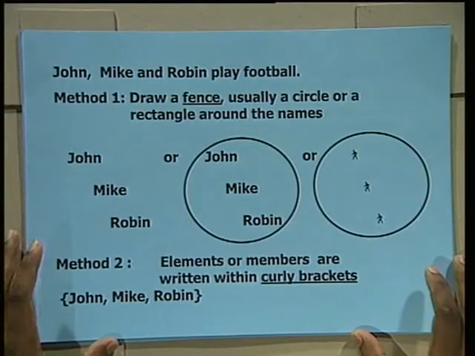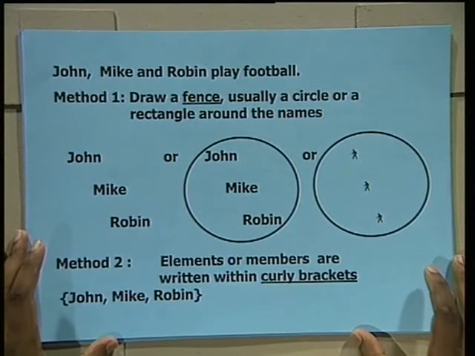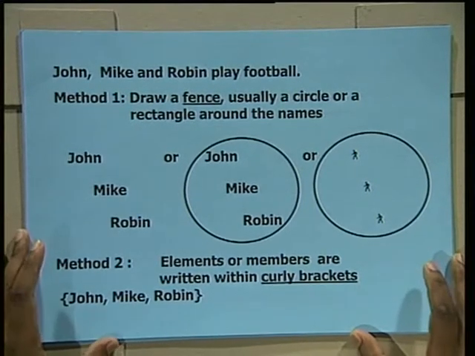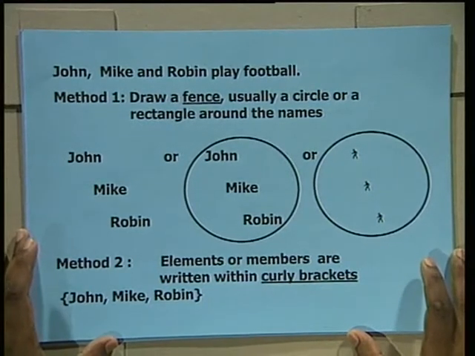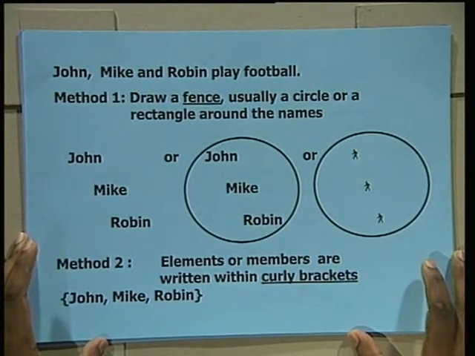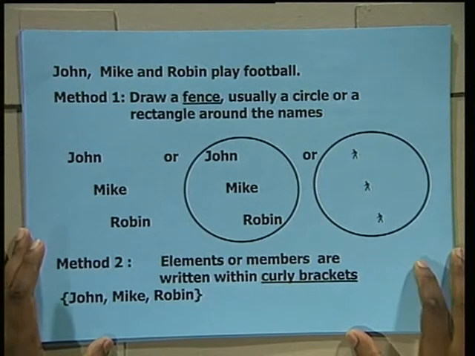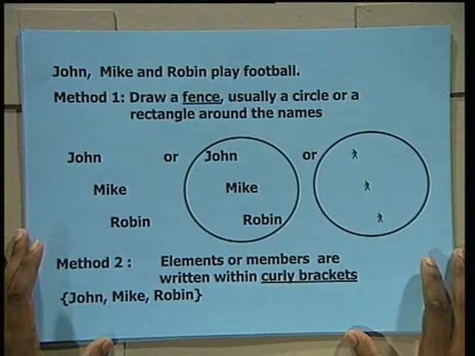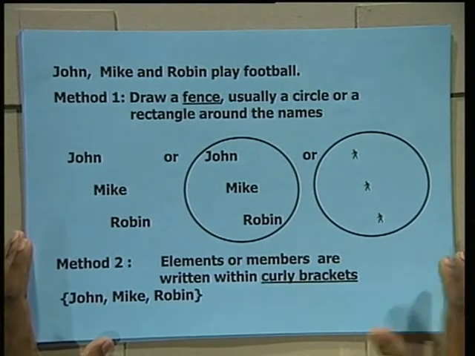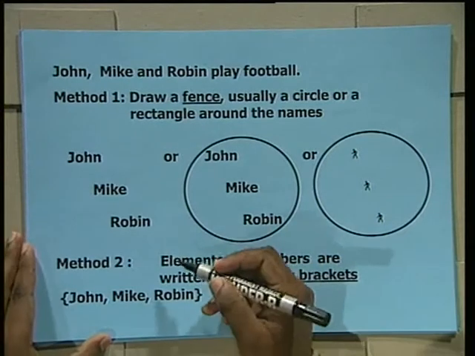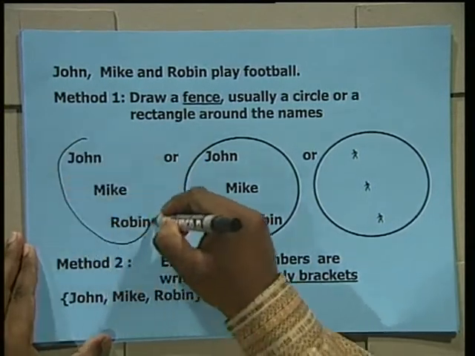Now we are going to illustrate how to represent sets. In fact, there are many ways of representing sets, and you should know how to transform one representation into another. Let's consider 3 children who play football, namely John, Mike, and Robin. So here the common property is that all the 3 children play football. How to represent this in the form of sets? The first method is simply to write their names and draw a fence.